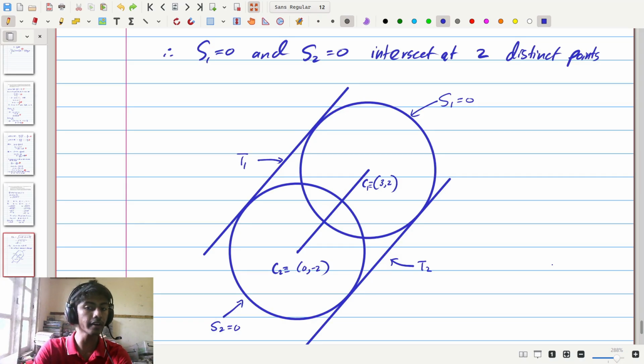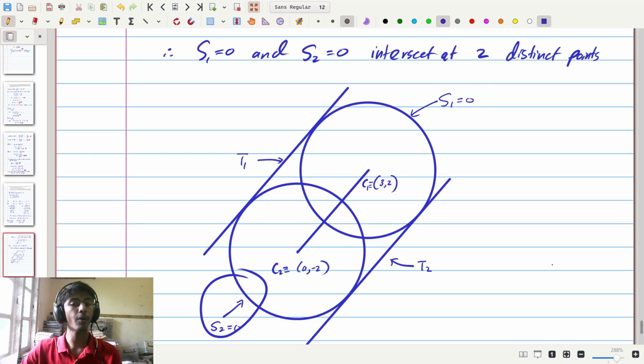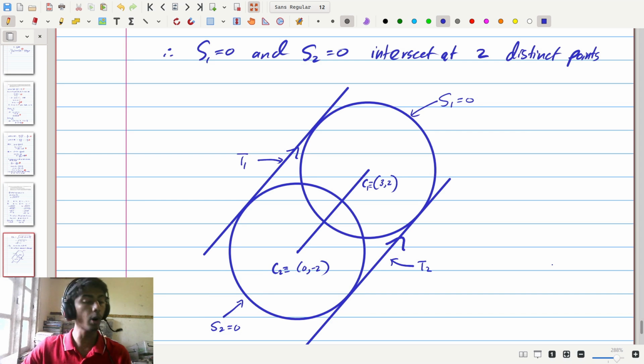Now looking at the diagram, you can see something interesting in that since the circles S1 equals 0 and S2 equals 0 have equal radii, not only are these two tangents T1 and T2 parallel to each other, but they are also parallel to the line C1, C2 in between these two centers. Now according to this, the gradient of T1, gradient of T2 and the gradient of C1, C2 must all be equal to each other, and we can use that to find the gradients of T1 and T2.